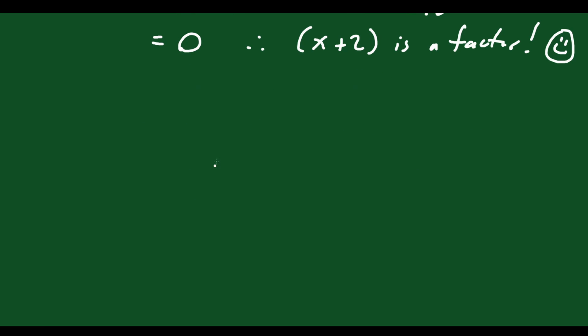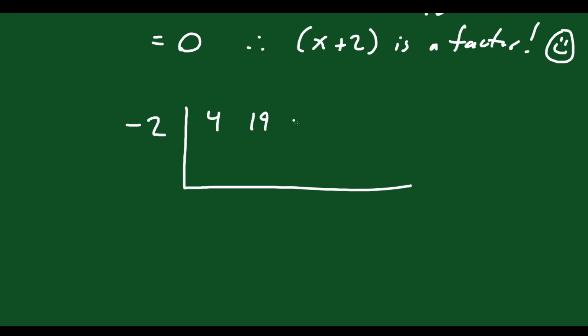So we'll set it up like this. Because the root was negative 2, I'll put a negative 2 on the front. And then on the inside here, I'm going to put my new coefficients, right? 4, 19, negative 23, negative 90. Then we go ahead, bring down the 4. Negative 2 times 4 is negative 8. Negative 8 and 19, that makes 11.